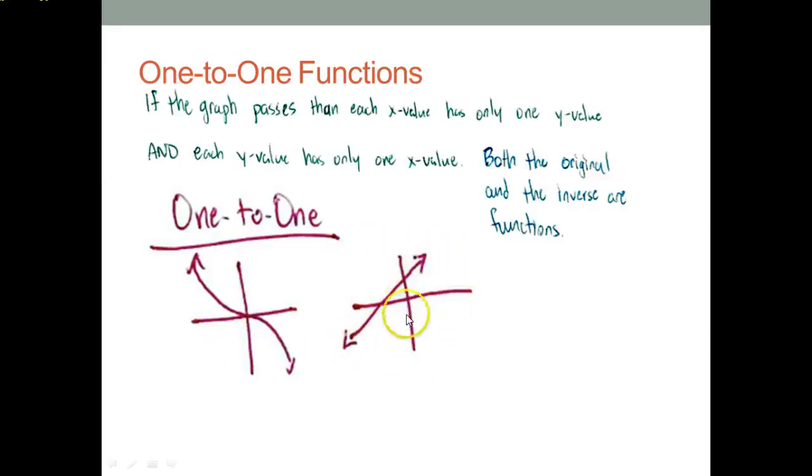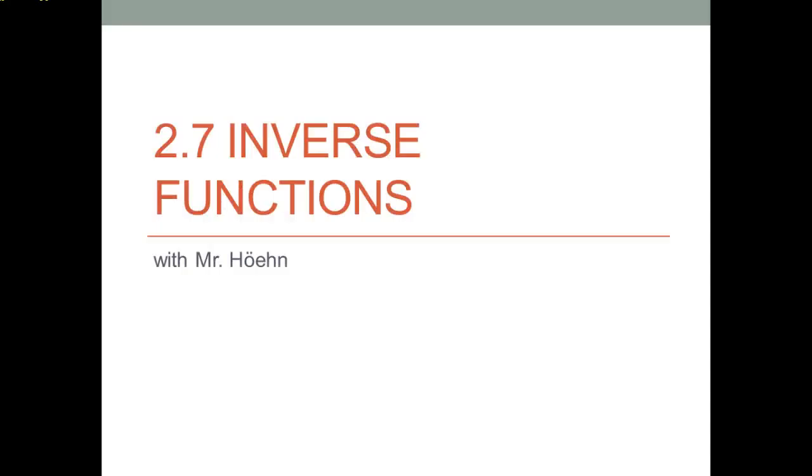It passes the vertical line test because it would only touch along the graph once. And it passes the horizontal line test because any horizontal line that we draw would only intersect the graph once. So both of these graphs, the left and the right, are not only functions, and not only are their inverses functions, but these graphs are one-to-one. Awesome. And that is inverse functions, section 2.7.